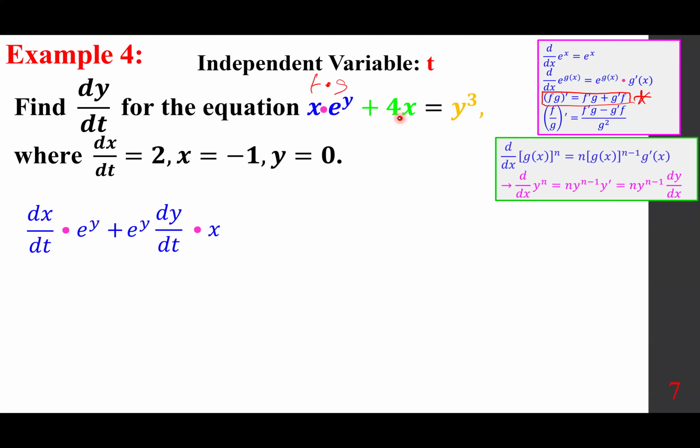4x gives us 4 dx/dt. For y cubed, we follow n y to the power of n minus 1 times y prime, or dy/dx. Instead of dy/dx, we're going to use dy/dt. So this becomes 3y^2 dy/dt. Now, I've shown you in the lecture you can solve, and it's really good practice to solve for dy/dt. But at this point, you don't have to.